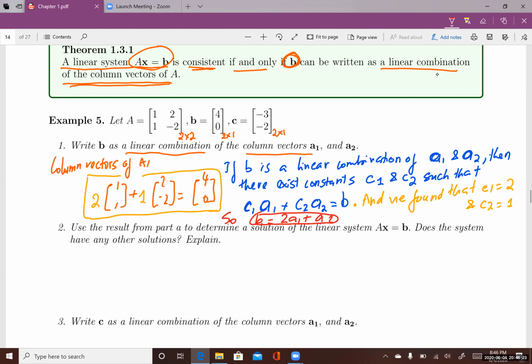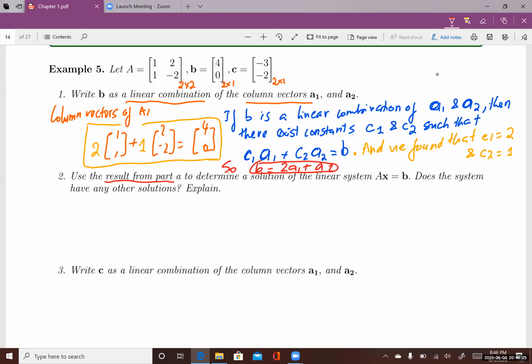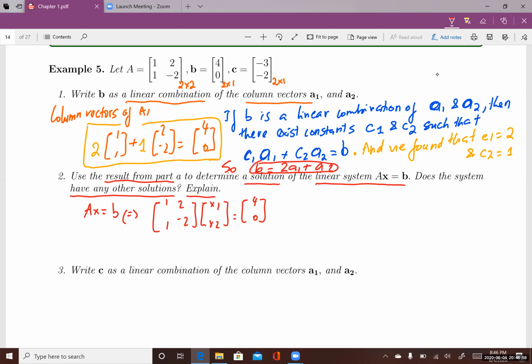All right, how about part 2? Use the result from part A, which is part 1 here, to determine a solution of the linear system AX equals B. Does the system have any other solutions? Explain. So when you have a system AX equals B, that means the system is equivalent to the matrix 1, 1, 2, negative 2, multiplied by the two variables x1, x2, equals 4, 0. This is the system that we're talking about, AX equals B.